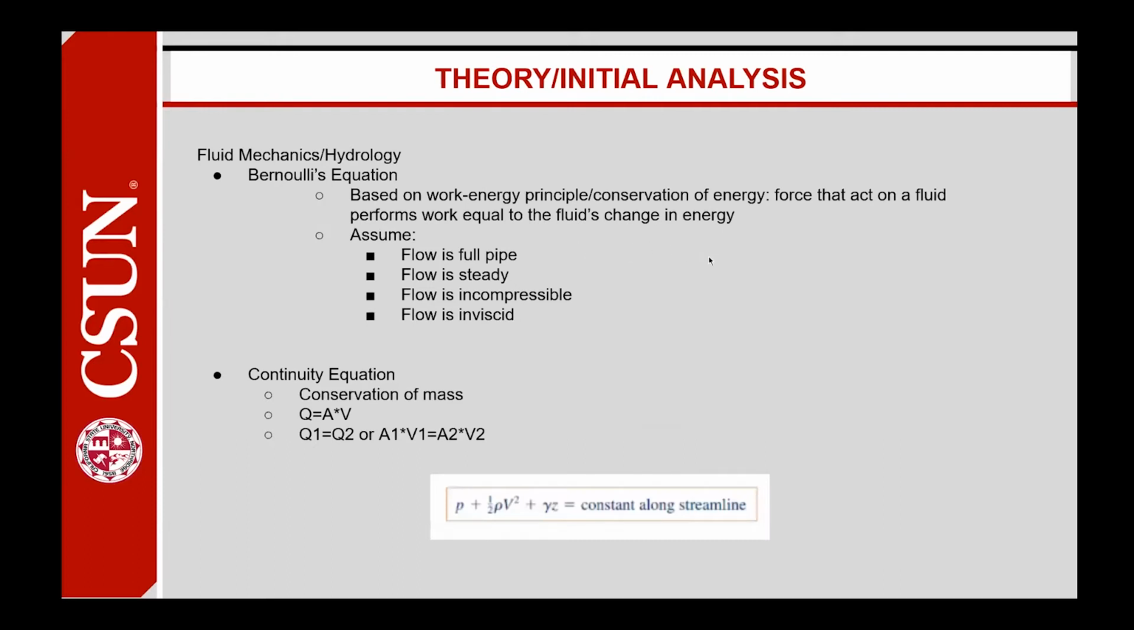Hello, everyone. I'll be talking a little bit about the theory behind the project. It involves fluid mechanics and hydrology, specifically Bernoulli's equation, which is based on the work-energy principle, or conservation of energy. We assume the pipe is full, flow is steady, incompressible, and inviscid. After this assumption, we assume continuity. So Q1 equals Q2. That comes from the conservation of mass, which we can also say is the area 1 times the velocity 1 equals the area 2 times the velocity 2.